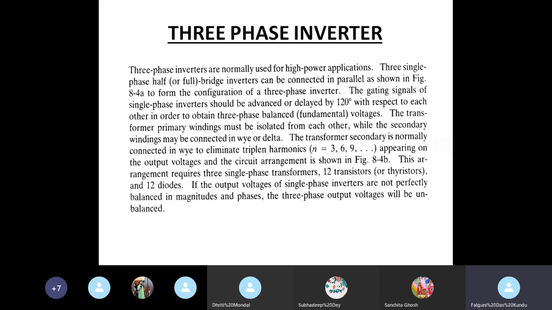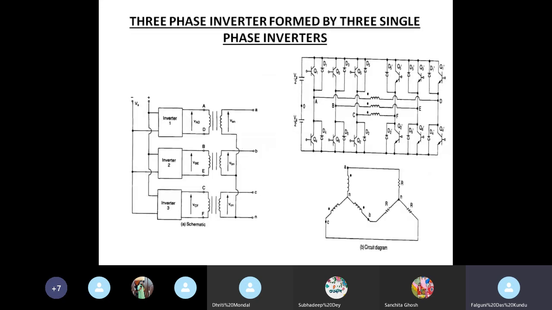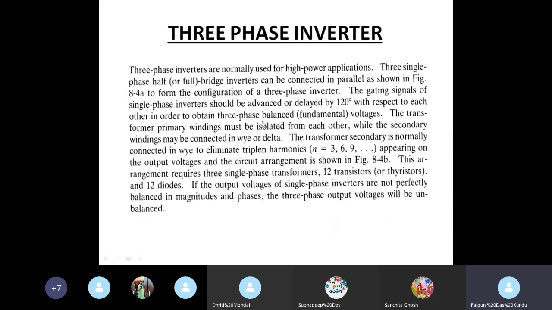Three single-phase half or full bridge inverters can be connected in parallel. These are the connection diagram. From the configuration of three-phase inverter, the gating signal of single-phase inverter should be advanced or delayed by 120 degrees with respect to each other in order to obtain a three-phase balanced supply voltage.